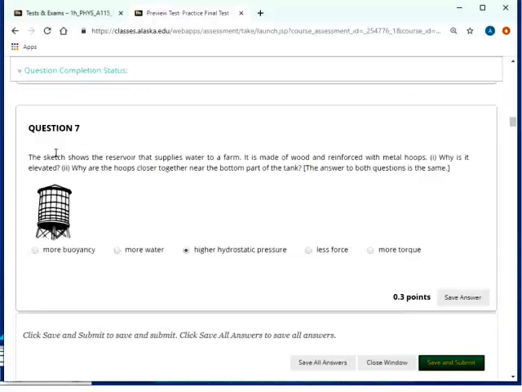Sketch shows a reservoir that supplies water to a farm. It is made of wood and reinforced metal hoops. Why is it elevated? Why are the hoops close together near the bottom part of the tank? Higher hydrostatic pressure for both of them.